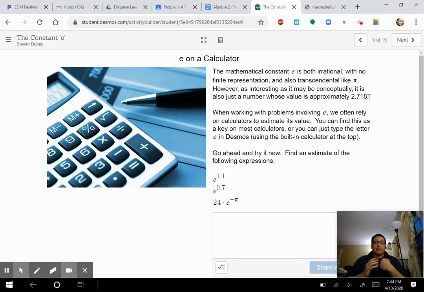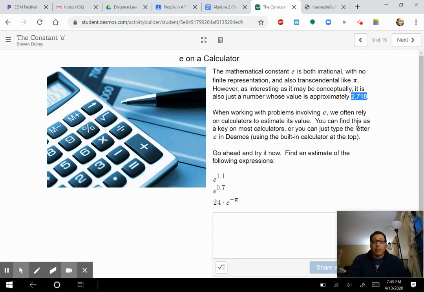e is this crazy, irrational, transcendental number like pi. They're the only two transcendental numbers that we know about. I'm not going to explain what that means. I mean, there's a few others, but they're basically all combinations of those two. And it's very interesting conceptually, this idea of instantaneous growth, instantaneous continuous change. But when it comes down to it, it's just a number, right? It's 2.718 dot dot dot, just like pi is 3.14159, you could call it 3.14.